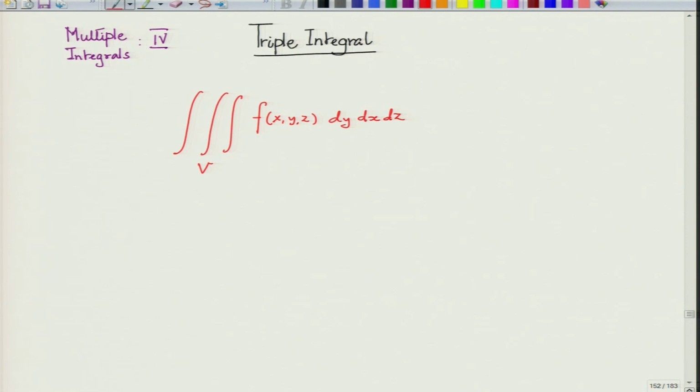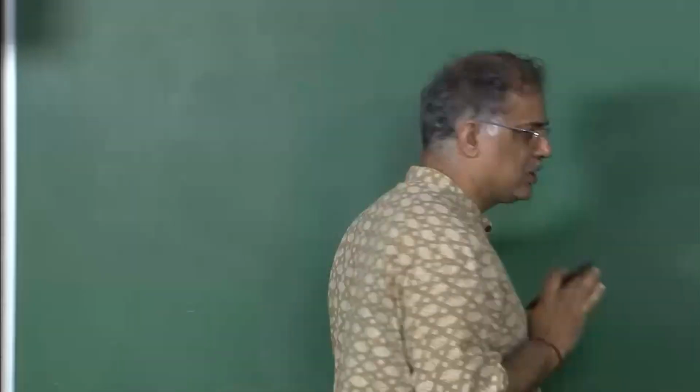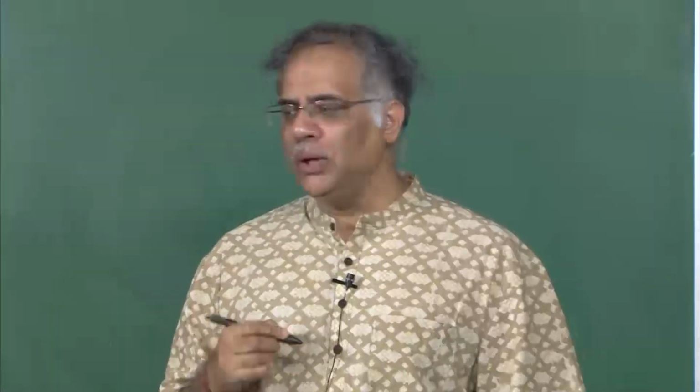Let us look at a simplistic scenario. Consider this room, and you know that at every point there is a different temperature. If you measure it, there will be a different temperature. Temperature T is a function of x, y, z, and assume that they vary continuously, right. So now I want to know what is the average temperature of the room.